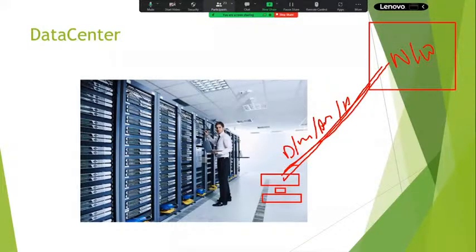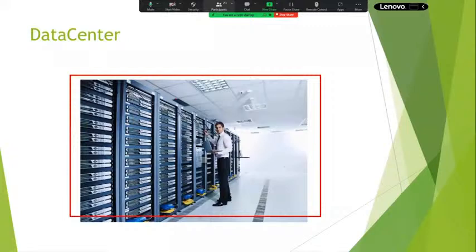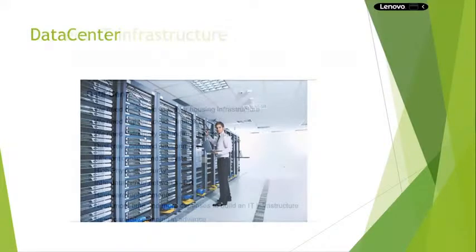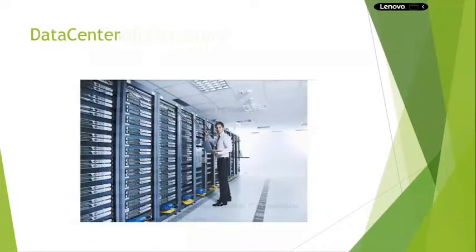Next, we need redundant power supply. To run this data center we need electricity. If there is no electricity, we should be able to run the data center with a battery or generator. Again, that is cost, right? Next, a dust-free environment. We should construct the building and design it to be dust-free.